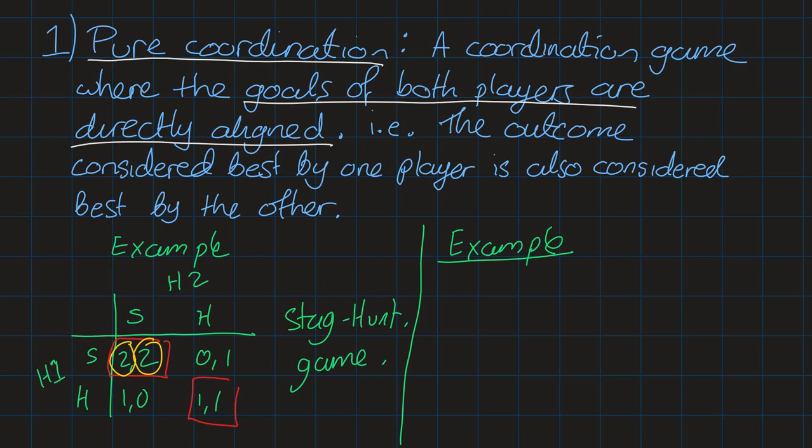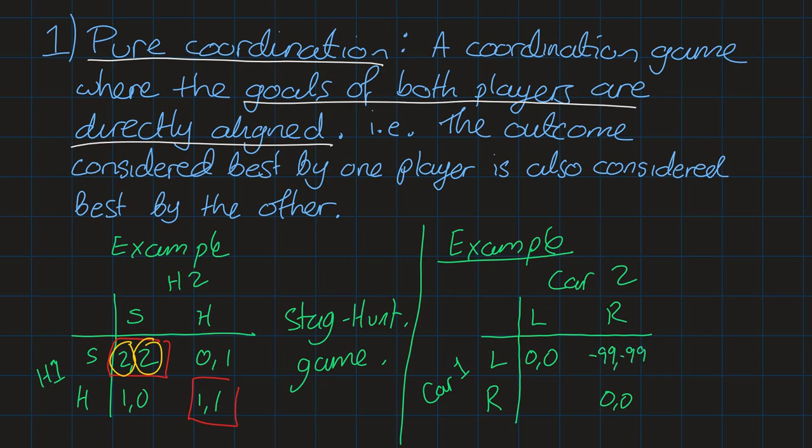Maybe the country road example. If you remember, there are 2 cars going head on towards each other, and they're going to swerve either left or right. If they both swerve left, they avoid each other. If they both swerve right, they avoid each other. But if one of them swerves left and the other one swerves right, they crash. And crashing is represented by -99, -99.